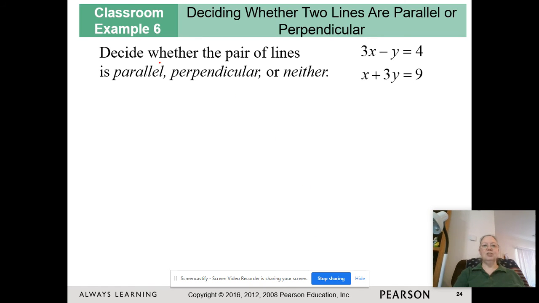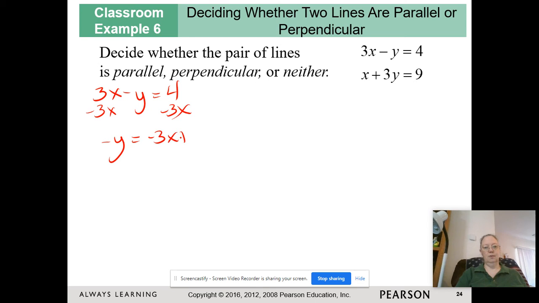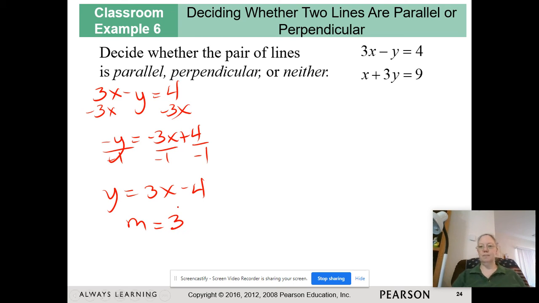Okay. Decide whether the lines are parallel, perpendicular, or neither one. The way we do that is find the slope. We have to find the slope of this one and the slope of this one. So we're going to start with this one. 3x minus y is equal to 4. I need to subtract 3x and divide by -1. So my slope of this one is going to be 3.